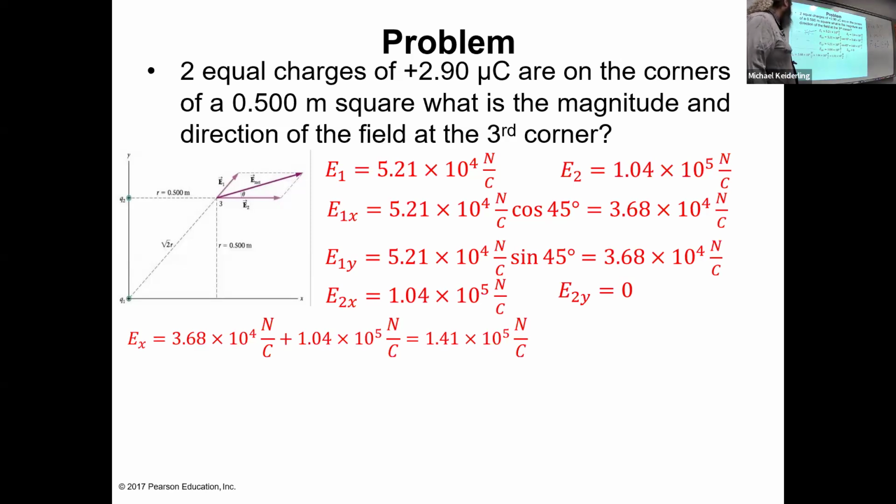And then we can just add these up. The x component of the sum is 3.68 times 10 to the 4 newtons per coulomb plus 1.04 times 10 to the 5 newtons per coulomb, or 1.41 times 10 to the 5 newtons per coulomb. The y component is 3.68 times 10 to the 4 newtons per coulomb.